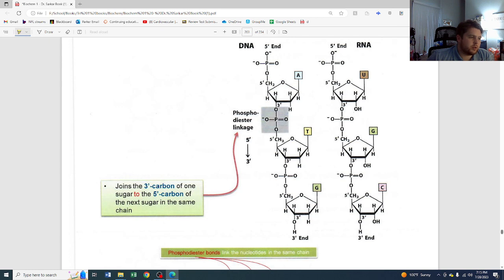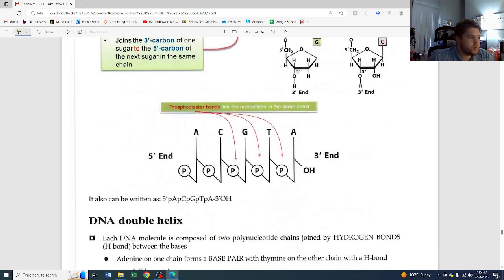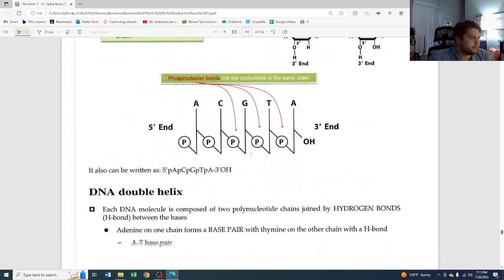The 3 carbon and the 5 carbon bind together. So they link the nucleotides in the same chain. The phosphodiester bonds link the nucleotides together, and it becomes a nucleic acid.